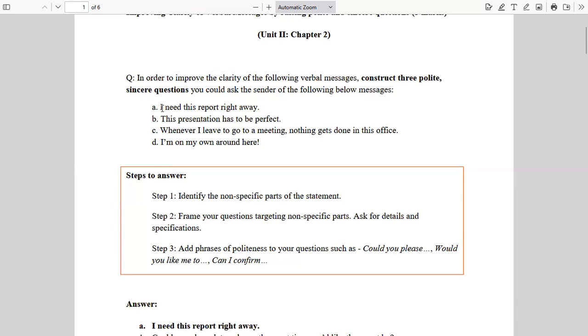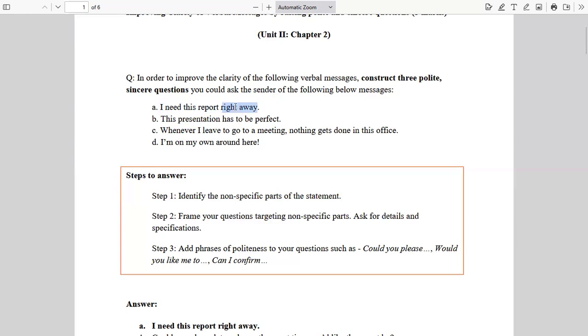For example, here in this statement, "I need this report right away." What is a non-specific part? Non-specific part means something which is not clear, vague, which is not specifying. As you can see here, "right away" doesn't specify when. And the same with "this report." We do not know what kind of report is being talked about, and we do not know when exactly it is being required. So you can target these two aspects of the statement.